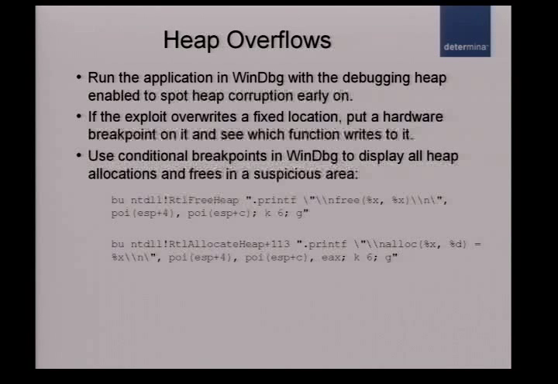There are a variety of methods for getting heap logs, but one that I use is these two conditional breakpoints in WinDBG that patch the free heap function and the allocate heap function, and basically they just print that there was a request for this many bytes and it resulted in this buffer, and they print the address of the buffer. And same with the free function.